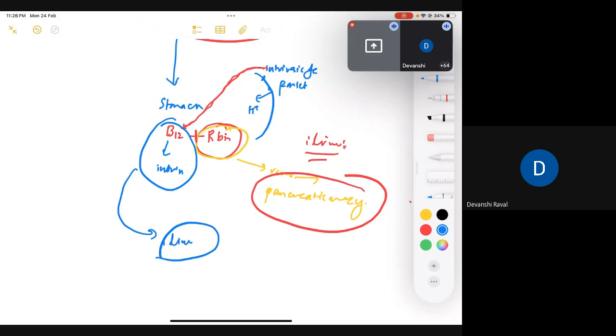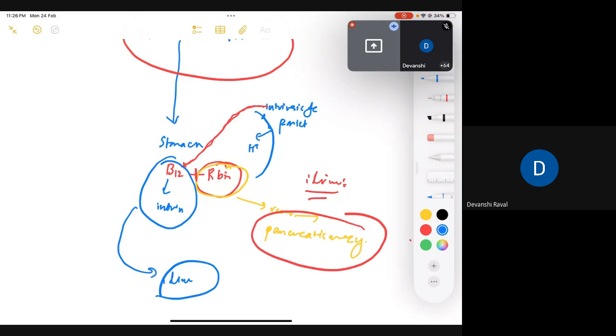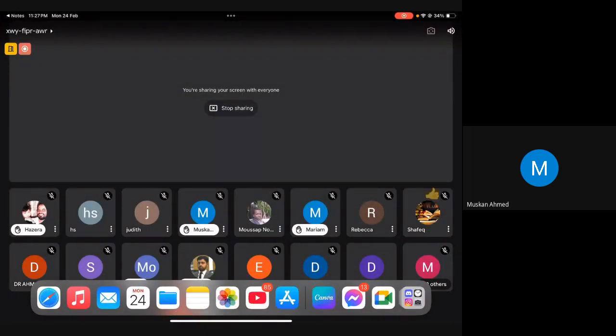Yes. Okay, perfect. For example, if I have a condition in autoimmune destruction of parietal cell, right? Can it lead to macrocytic anemia? Yes. Okay, yes. Dr. Muskan, why do you think?